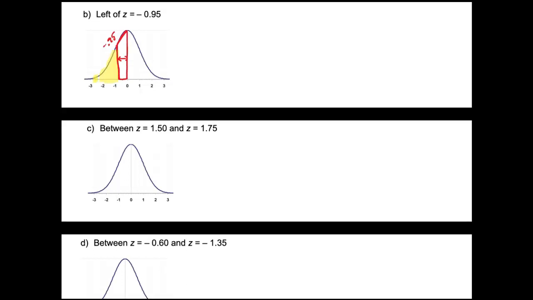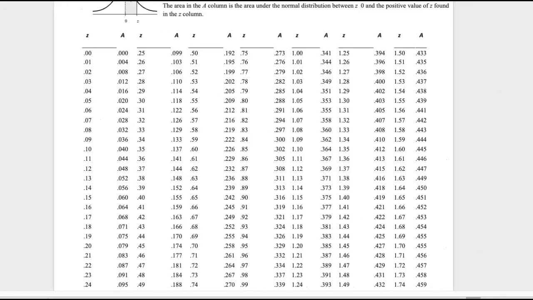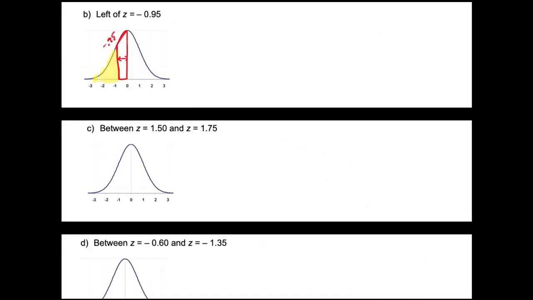Okay, so I'm going to first look up on the chart what that area is by looking up a z-value of 0.95. So it looks like a z-value of 0.95 would be right here, an area of 0.329. So this area equals 0.329.